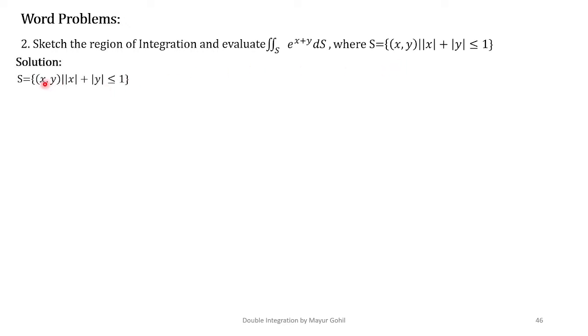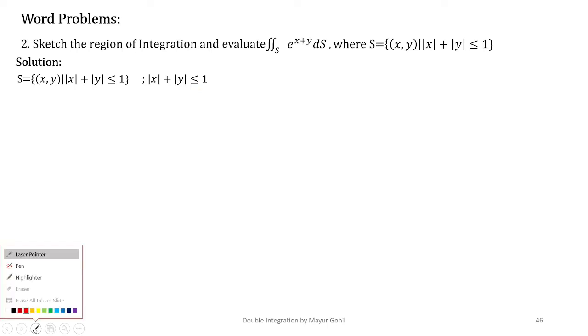The set which is given to us is the set of all the points (x, y) such that mod of x plus mod of y is less than or equal to 1. So here what we have to understand is this condition. Let us try to understand first of all: suppose I put x and y together as 0, then the inequality is satisfied, and you will have 0 which is less than or equal to 1.